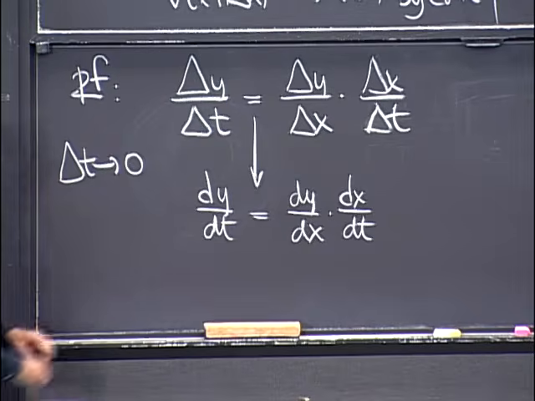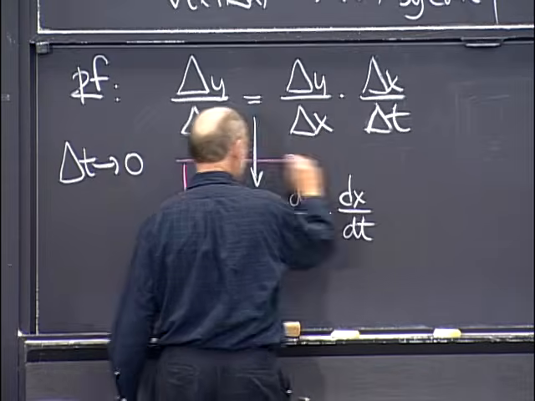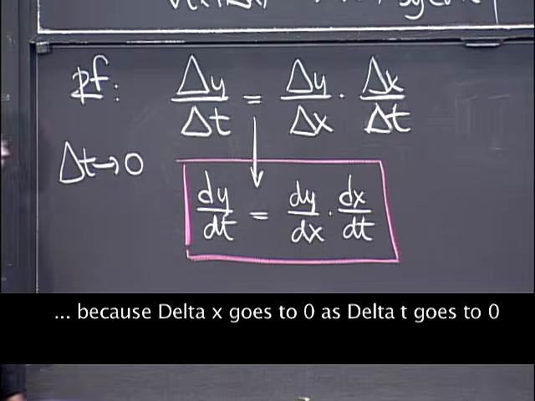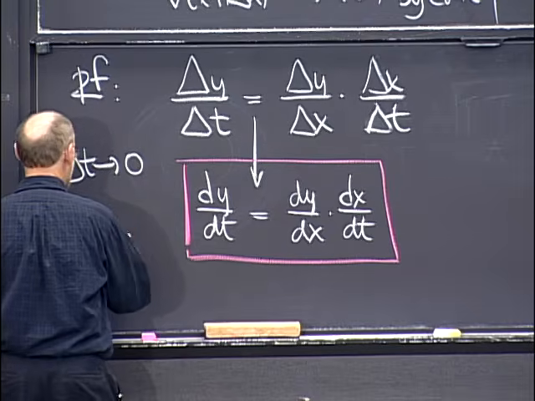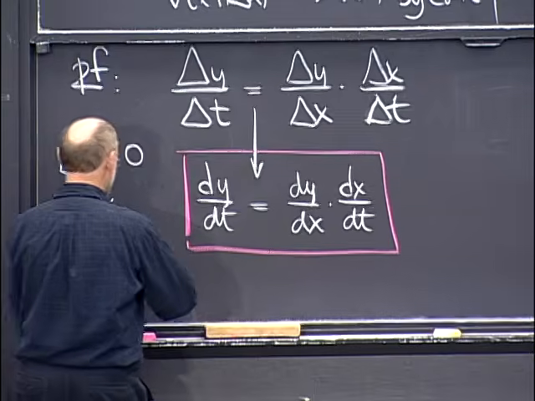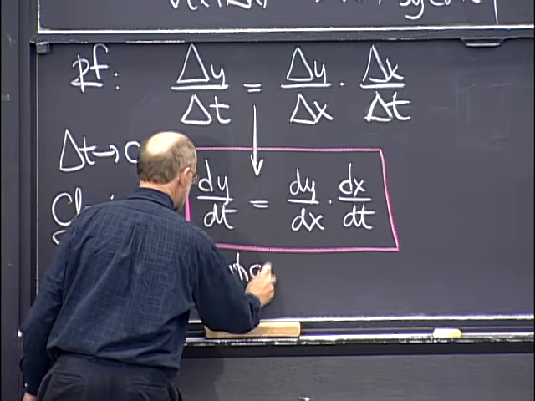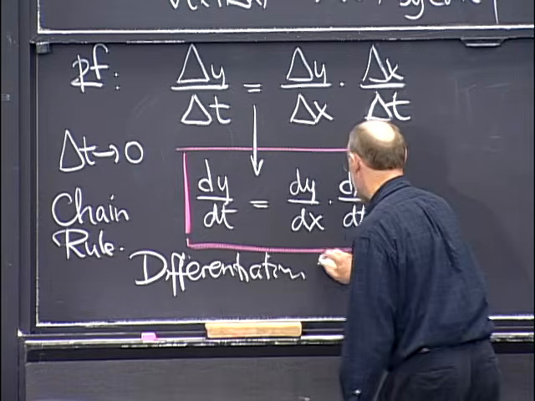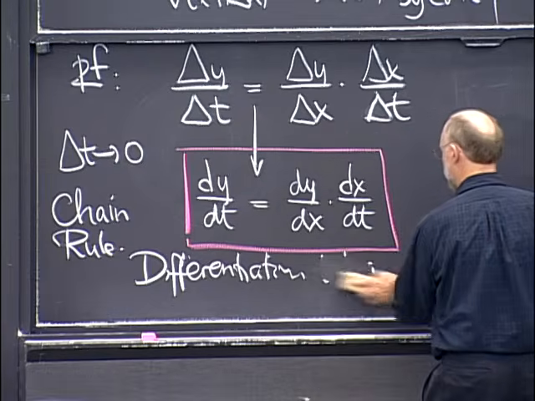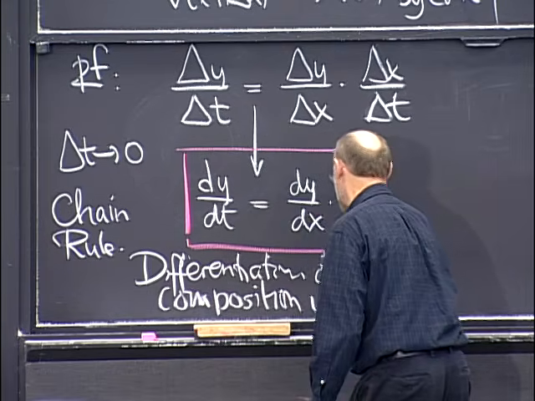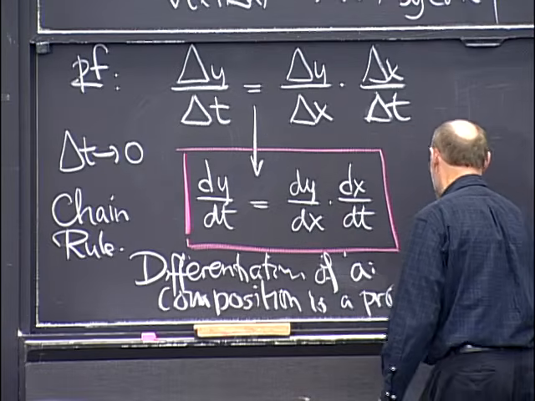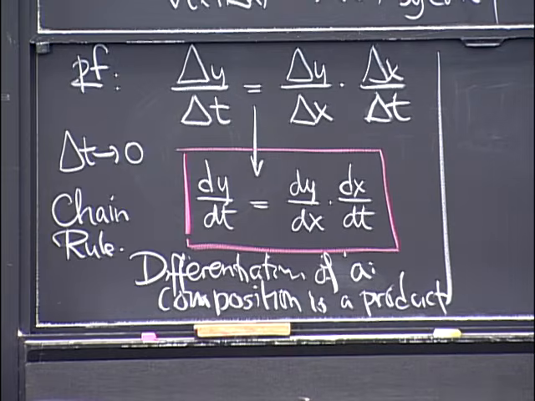Students will often remember this rule by saying that you can cancel out the dx's. And that's not so far from the truth. That's a good way to think of it. In other words, this is the so-called chain rule. And it says that differentiation of a composition is a product. It's just the product of the two derivatives. So that's how you differentiate a composite of two functions.